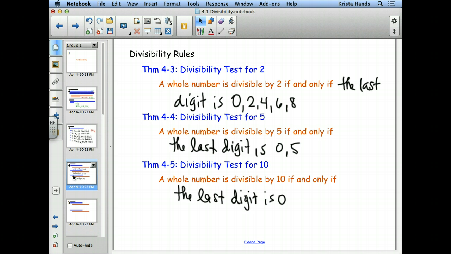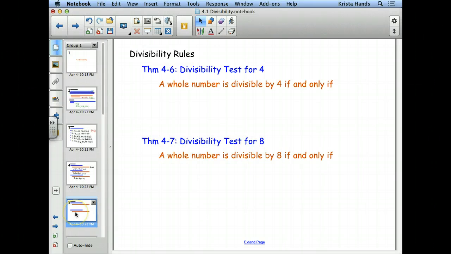These are all grouped on the same slide because they all have the same characteristic: we always look at the last digit to make the decision. So for 2, 5, and 10, we look at the last digit. That's not true for all of our numbers. Notice 3 is not on this slide. Okay, so we're going to do 4 and 8 next.